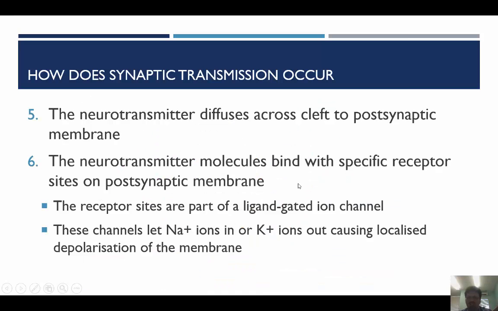Once the neurotransmitter is in the synaptic cleft, well, by a simple process of diffusion, the neurotransmitter will diffuse across the cleft and bind to the receptors on the postsynaptic membrane. Now, each neurotransmitter has specific receptors with which it binds. And very often these receptors are part of ligand-gated ion channels.